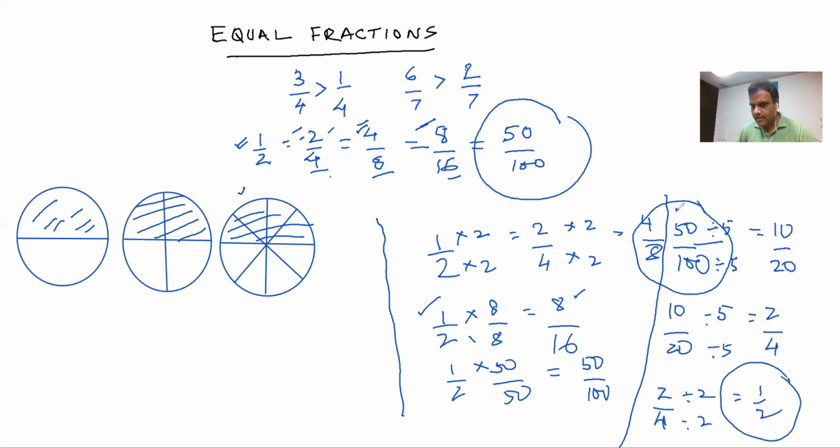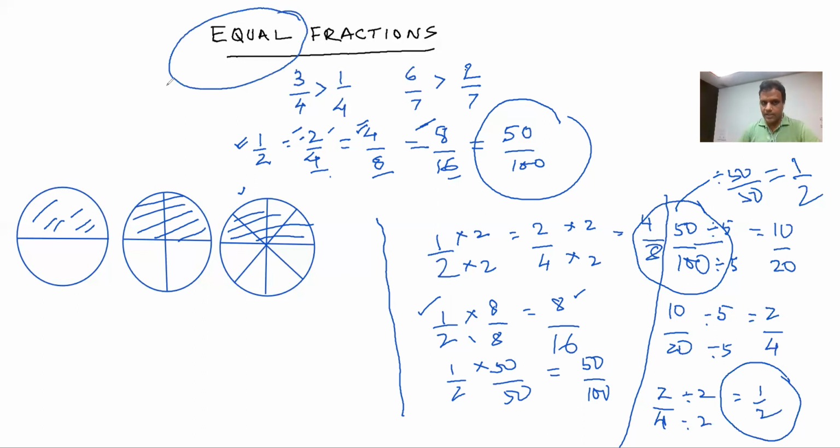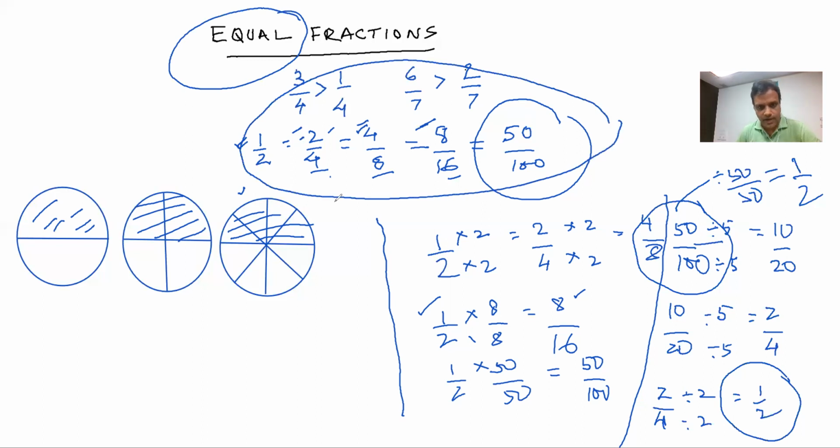So hence, this 50 upon 100 is also equal to 1 by 2. I can directly divide the numerator by 50 and the denominator by 50, and I will directly get the answer 1 by 2. So that is how we calculate the equal fraction. And it is very, very important for you to know that all these are equal fractions. This is a very important concept.